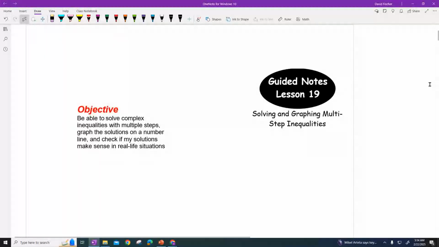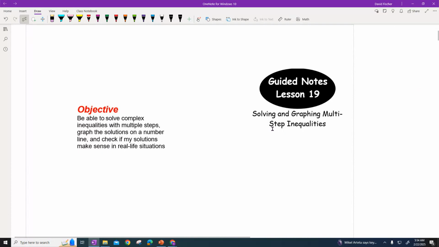Hey, good morning. Today we're going to revisit inequalities. Earlier this year we did inequalities, but it was just maybe one or two steps getting that variable by itself. And today we're going to do multi-steps. So that means we've got maybe 3 or 4 steps to get to the final answer.